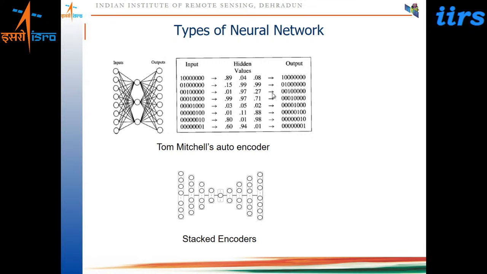So that's how we can encode the input values to the output values, and that can be used for different purposes. This whole architecture is basically called an autoencoder.